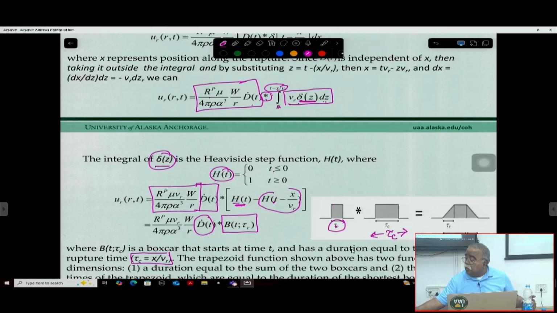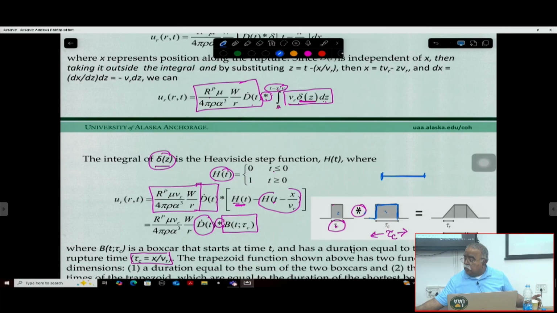And then you are convolving with a function which depends upon the rupture. So that means how far it is going from one point to the other point. So each point it is rupturing, right? So that is your TC. So if you do these two box functions with a convolution, these box functions will be a trapezoidal function. Okay.